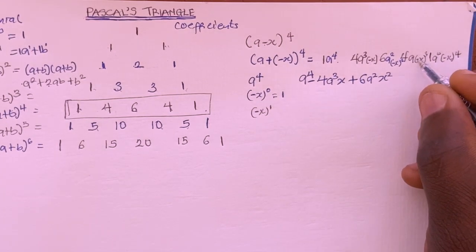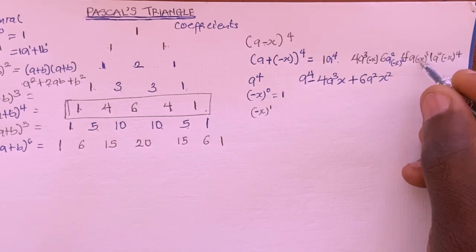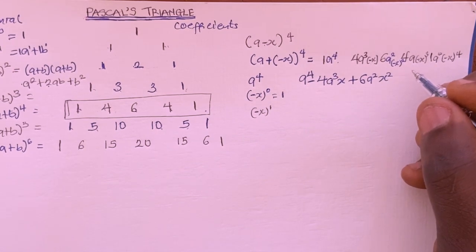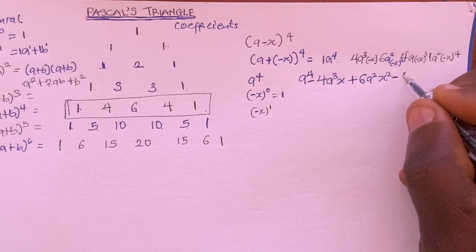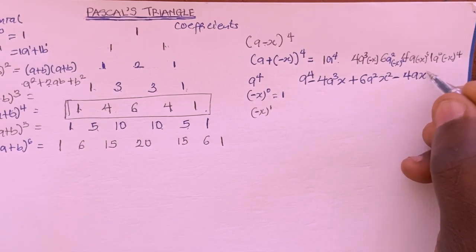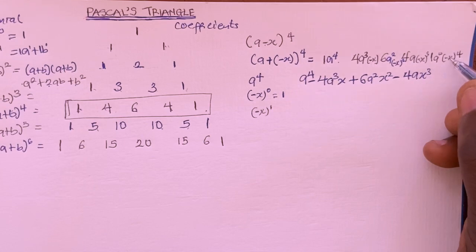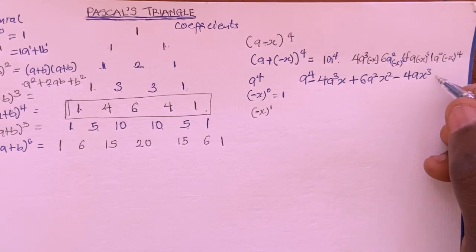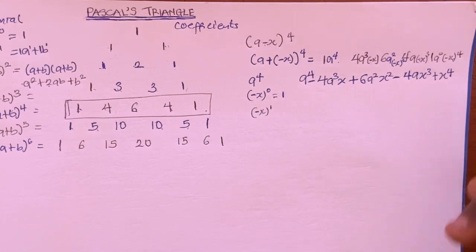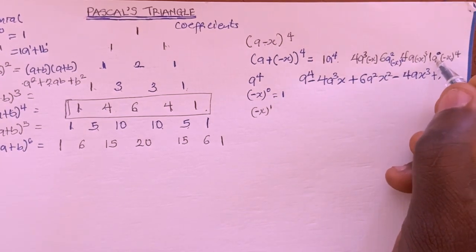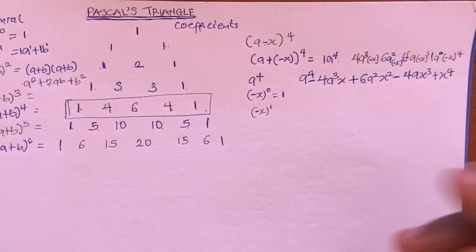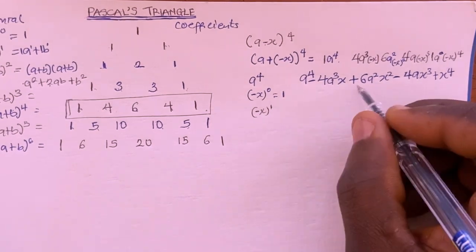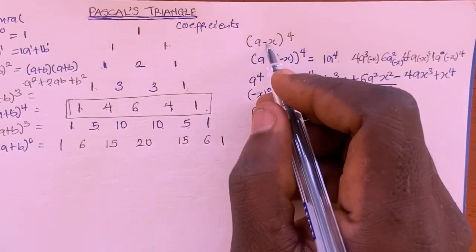Then followed by this minus x cubed. Minus x raised to the power of 3 is going to give me minus x raised to the power of 3. Exactly. Then I'm going to have minus 4a x raised to the power of 3. Then minus x raised to the power of 4 is going to be plus x raised to the power of 4. So that's the expression. This is the expansion of this binomial expression.